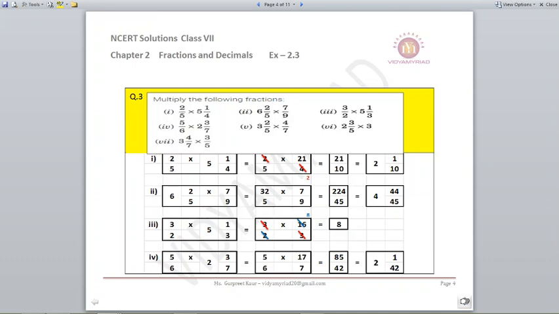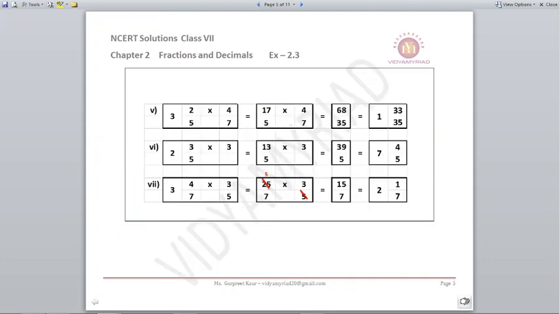Fourth part. 5 upon 6 multiplied by 2 3 by 7. Now 7 2s are 14. 14 plus 3 is 17. So it is 5 upon 6 into 17 upon 7. Nothing is divisible, nothing can cut. So 5 into 17 is 85. 6 into 7 is 42. It is improper. Divide it and you will get 2 1 by 42 as your answer.